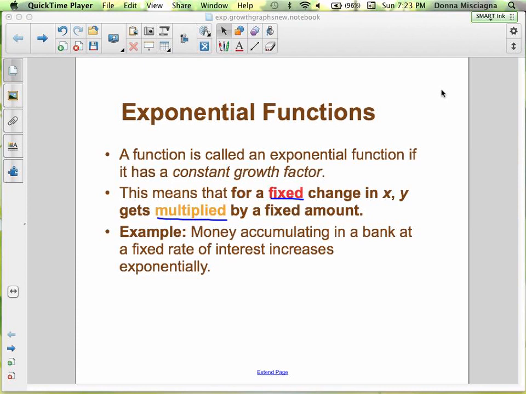This means that for a fixed change in x, y gets multiplied by a fixed amount. With linear functions, we would add the same amount each time. This time, we're going to take the previous amount and multiply by the same amount each time. So our growth is going to be much faster, or our decay is going to be much faster than we would see with a linear function. So an example, money accumulating in a bank at a fixed rate of interest increases exponentially.